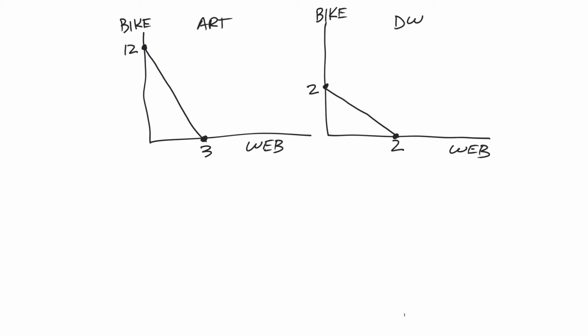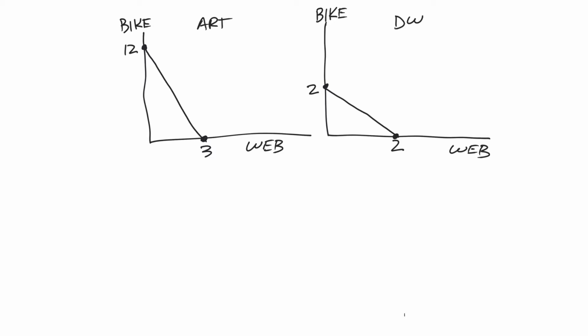Now we're going to talk about comparative advantage. In the last video, we established that Arthur had the absolute advantage. In bike repair, he can produce 12 in an hour, whereas DW produces 2 in an hour. And he also has the absolute advantage in web page production, producing 3, where DW produces 2. But even though Arthur's better at producing both goods, it's not the absolute advantage that determines trade, it's the comparative advantage.